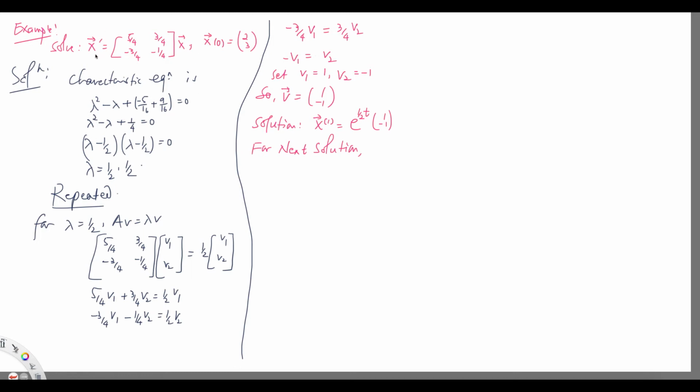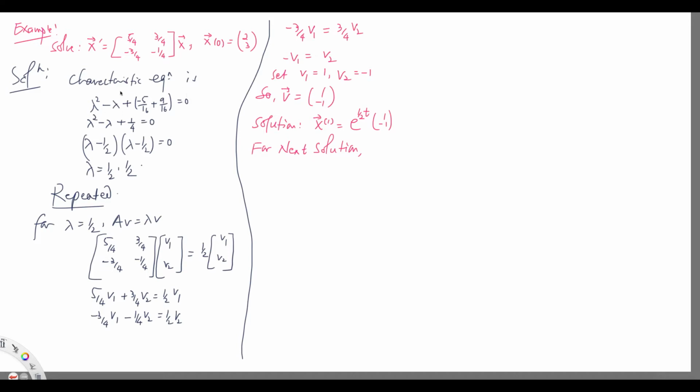Let us see this example where you need to solve x prime equals this matrix that has coefficients as fractions, right? So 5/4, 3/4, -3/4, and negative 1/4, times x. And also given the initial condition is (2, 3) at 0, okay? So what is the characteristic equation?